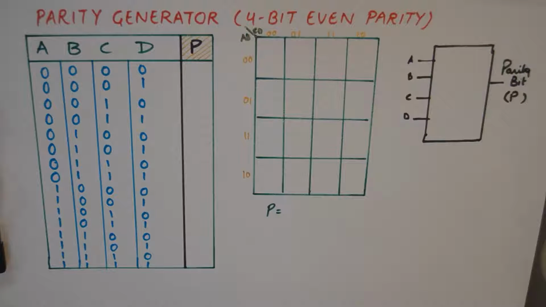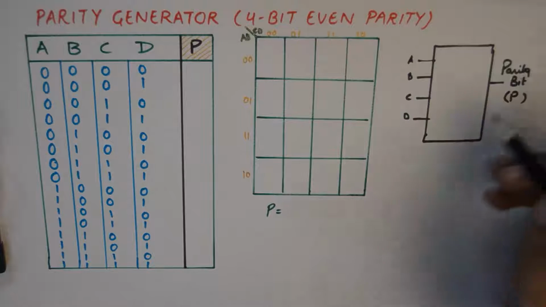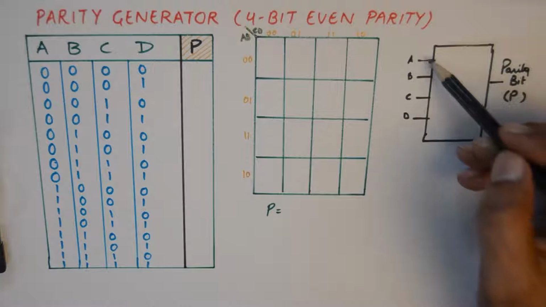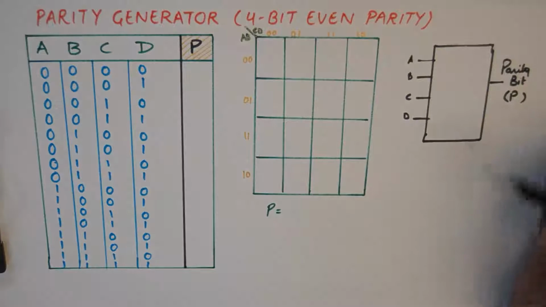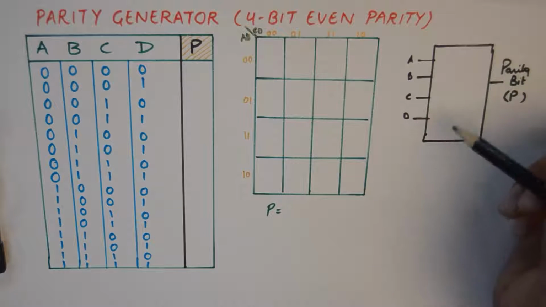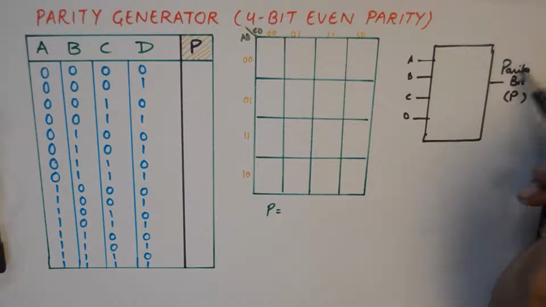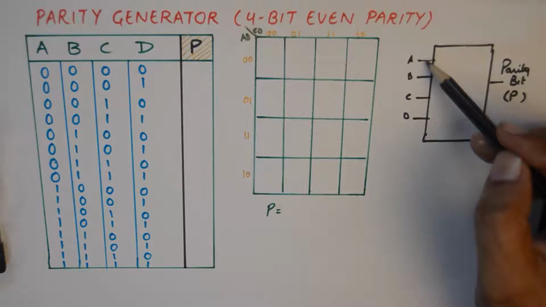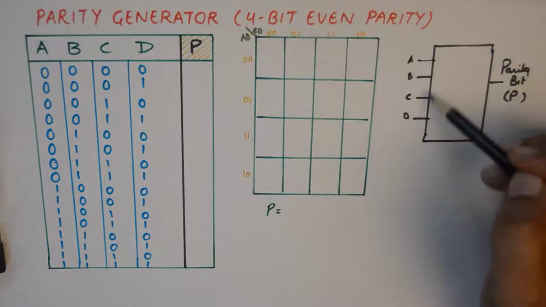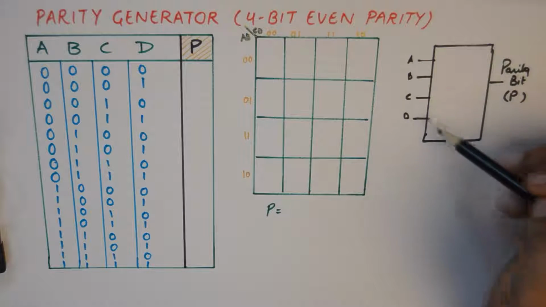We'll study a parity generator of 4-bit length. A parity generator is a combinational circuit that will accept a string of bits as input, and it will generate a parity bit at the output which will tell us about the number of ones occurring in that stream of bits.